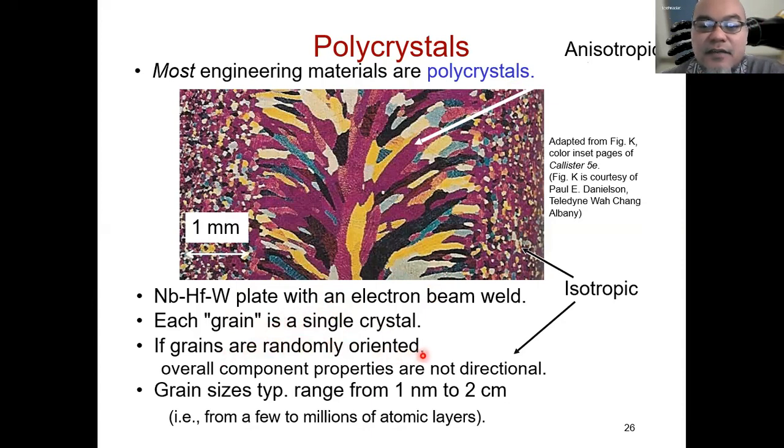If grains are randomly oriented like this, we call it isotropic. It means that overall component properties are not directional, meaning they have the same properties in all directions: the density, the Young's modulus, all these mechanical properties that we will be learning in the next chapters. The grain size typically ranges from 1 nanometer, this very small one here, to 2 centimeters when it is close to the middle. From a few to millions of atomic layers.